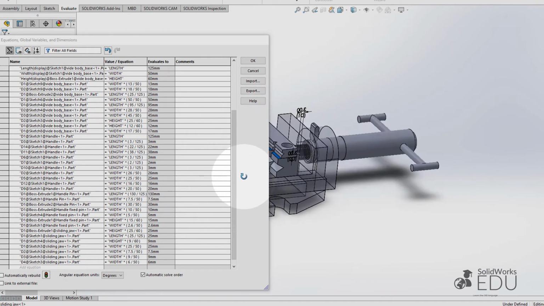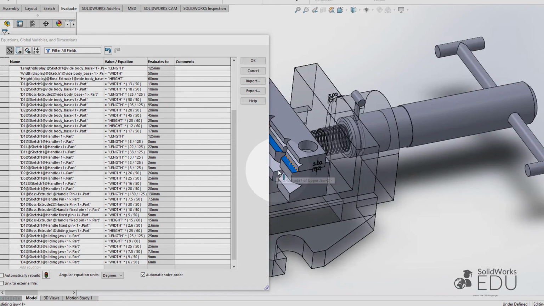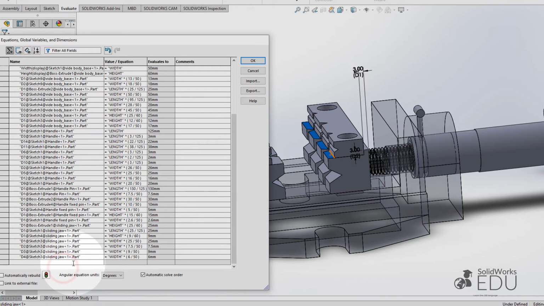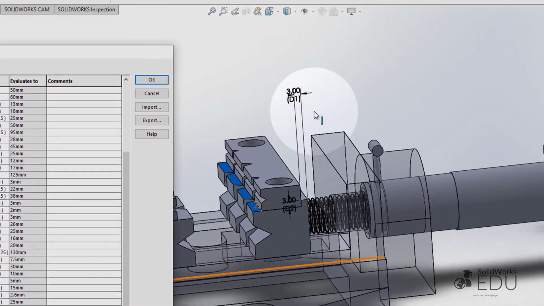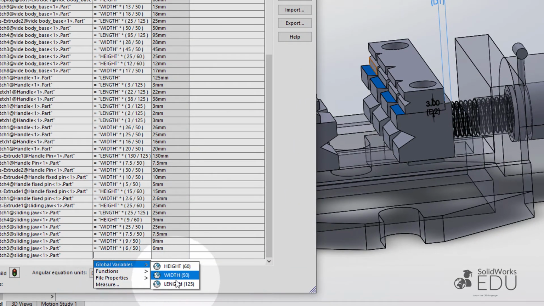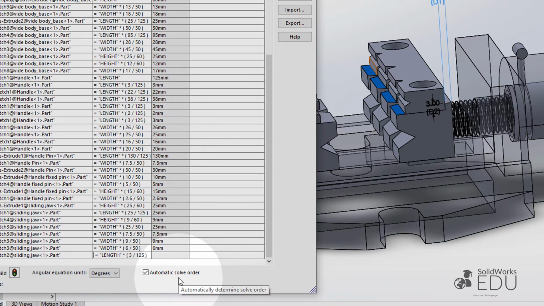Double click on this surface here. Select this dimension. Select length times parentheses 3/125.